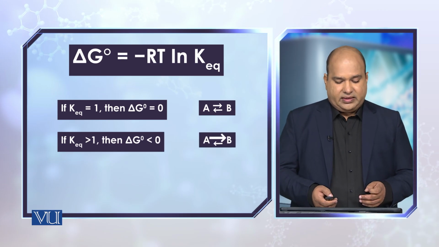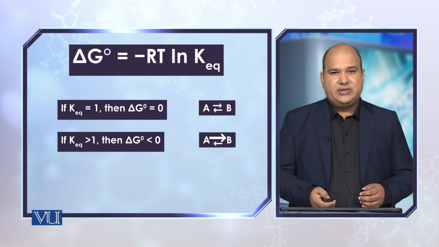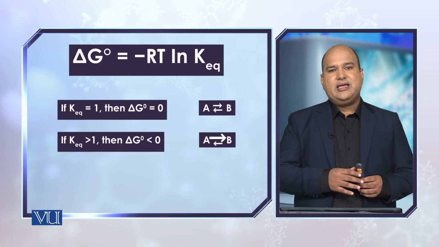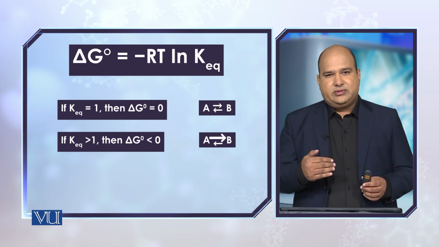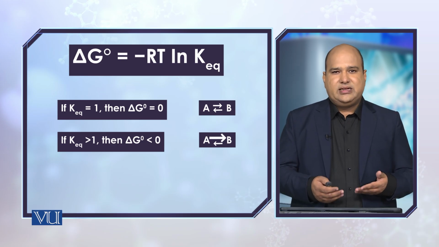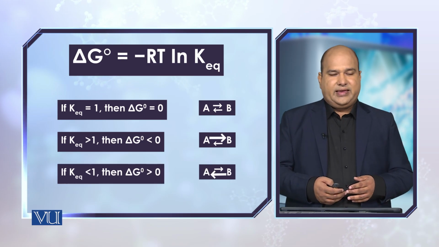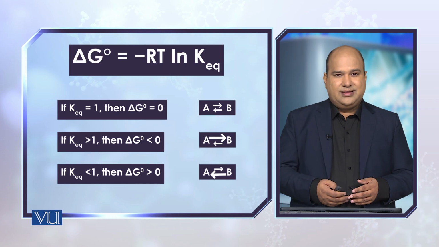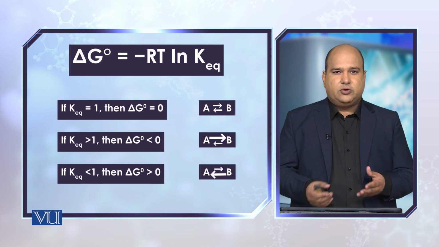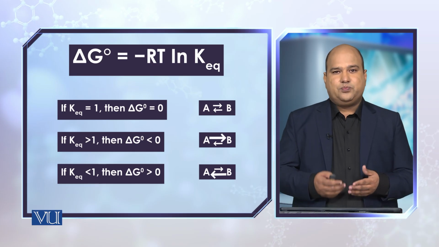If K equilibrium is greater than 1, that is delta G naught is smaller than 0, it is negative, the reaction will be moving in the forward direction. That is, more and more products will be formed, and we say the reaction is favorable. If however K equilibrium is smaller than 1, the reaction will not move in the forward direction, it will move in the reverse direction, because the value of delta G naught is actually positive.